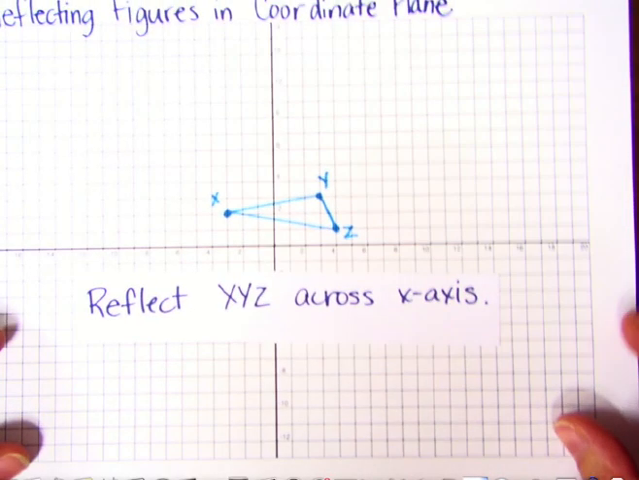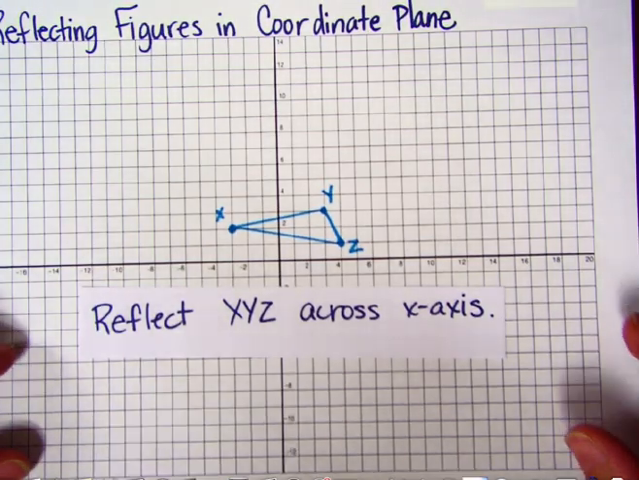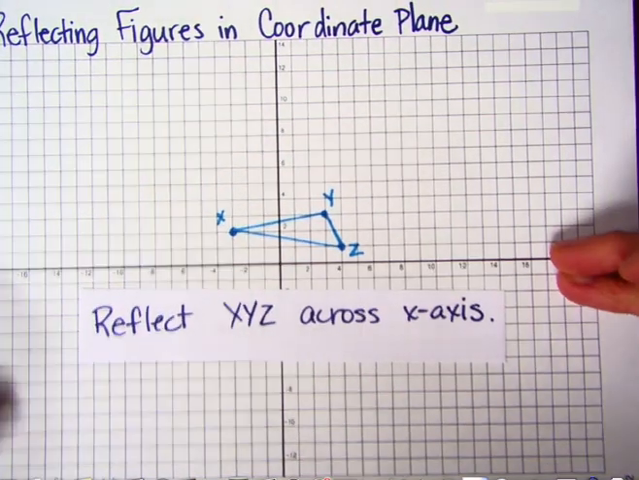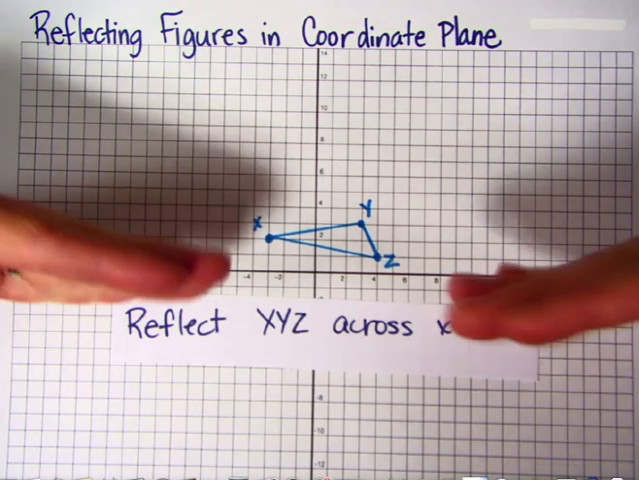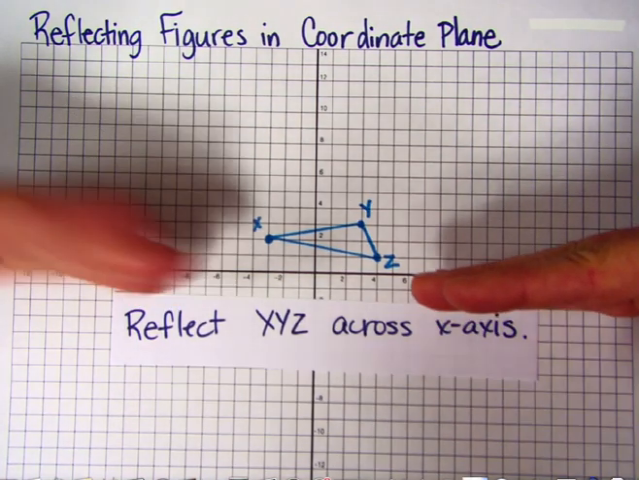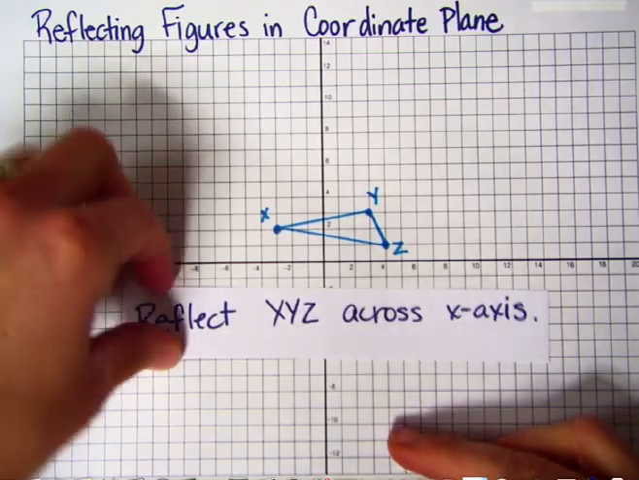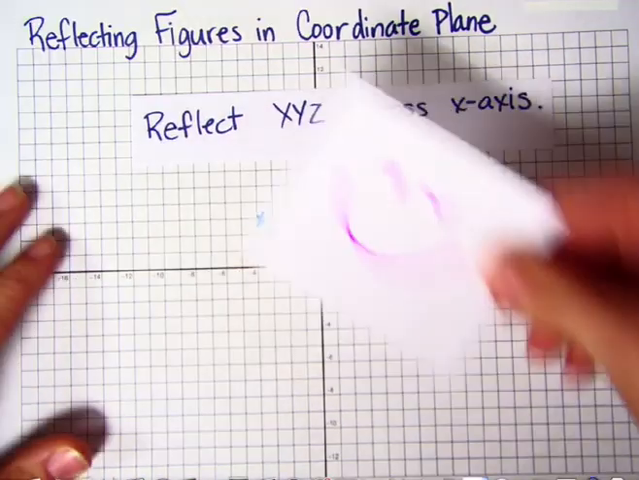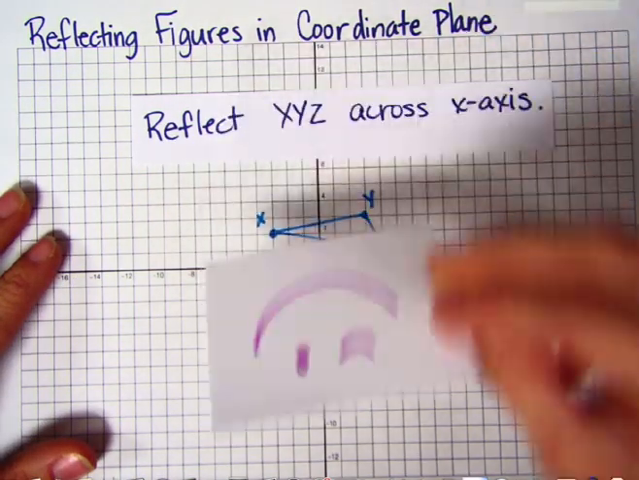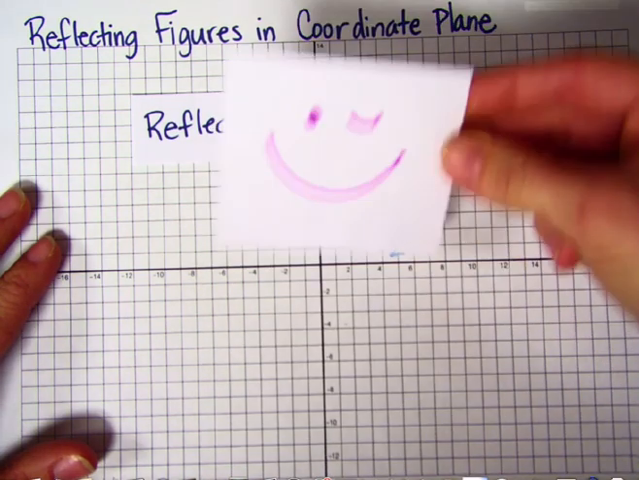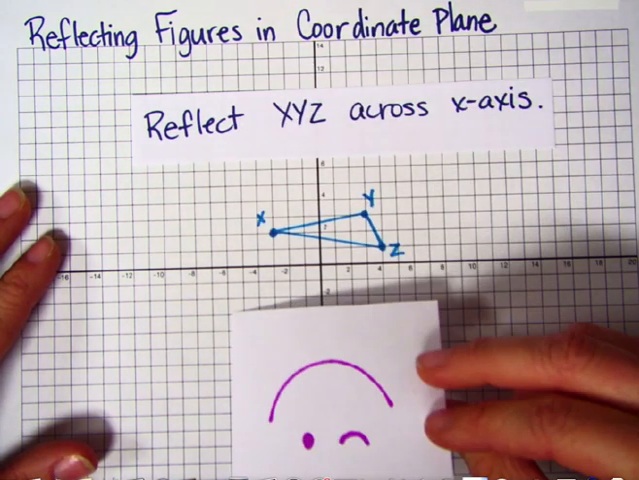Let's try another one. This time we're going to flip over the X axis. We're going to reflect across the X axis. So again, we have to locate the X axis, this one right here that goes across. We're going to flip it over. If I look at my example, I'm going to flip it over using that X axis as my pivot point.